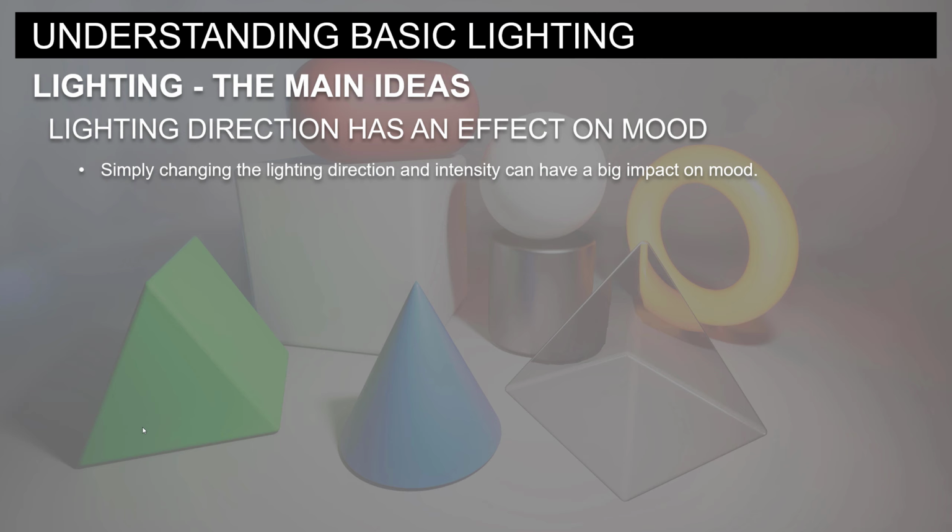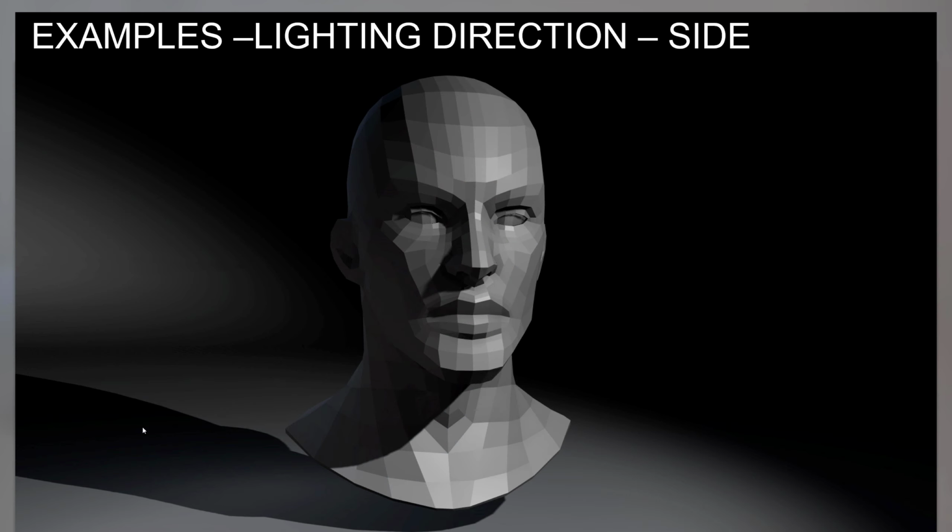Okay, another main idea. Lighting direction has an effect on mood. So simply changing the lighting direction and intensity can have a big impact on mood. So I did put together some examples of this, of some head topology that I had, and produced a more faceted look so you could see a little bit of the planes on the face and how those values and the lighting, how it falls across there and how it changes depending on the lighting that you have.